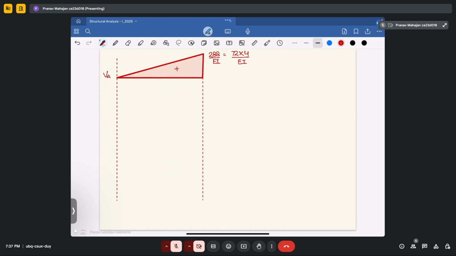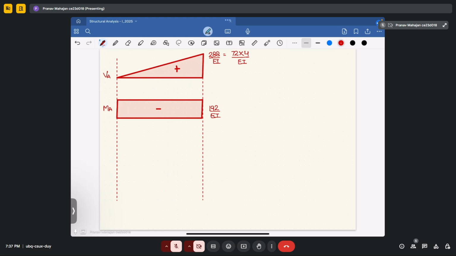Now we will draw due to moment M. So that will be a negative moment, and this will be due to MA. It will come out as MA. So MA we have already calculated as 192 upon EI.